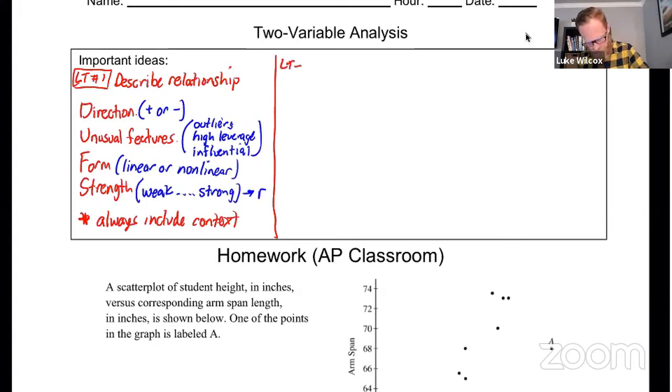Learning target number 2 had to do with residuals and residual plots. So let's first just put a little reminder here of the definition of a residual, which is the actual y value minus the predicted y value. And sometimes you'll see that written as actual y value y minus predicted y value of y hat. And then the other thing we looked at in this learning target was what a residual plot looks like.